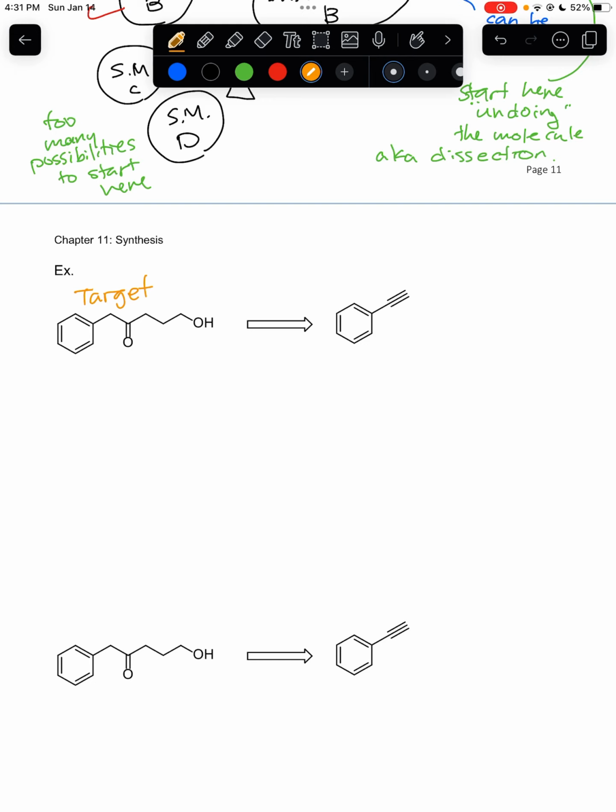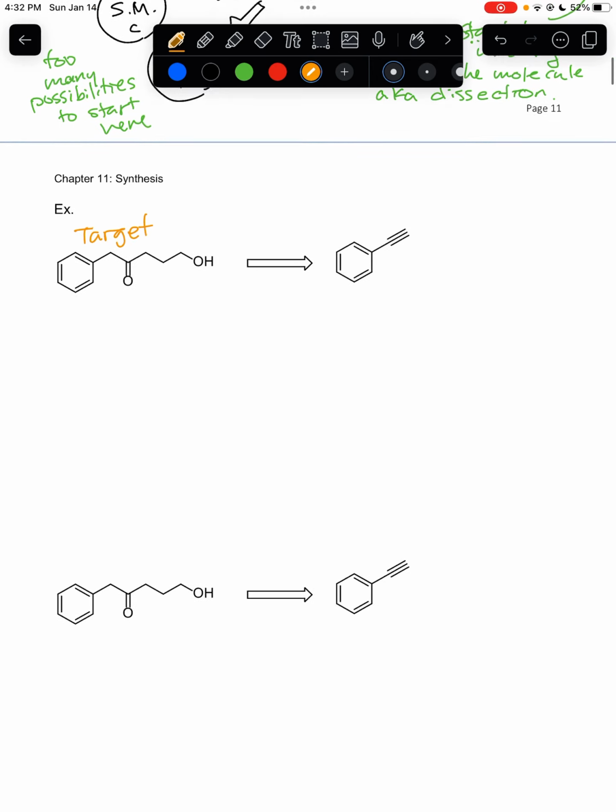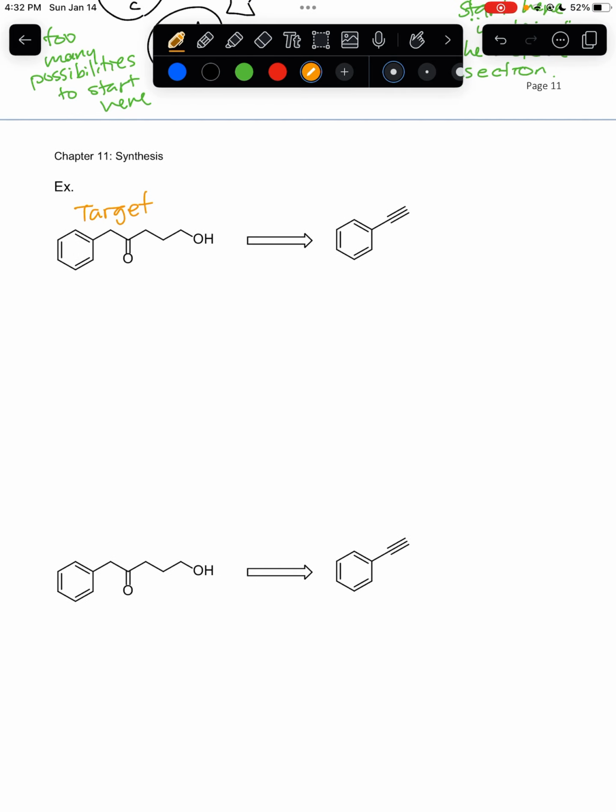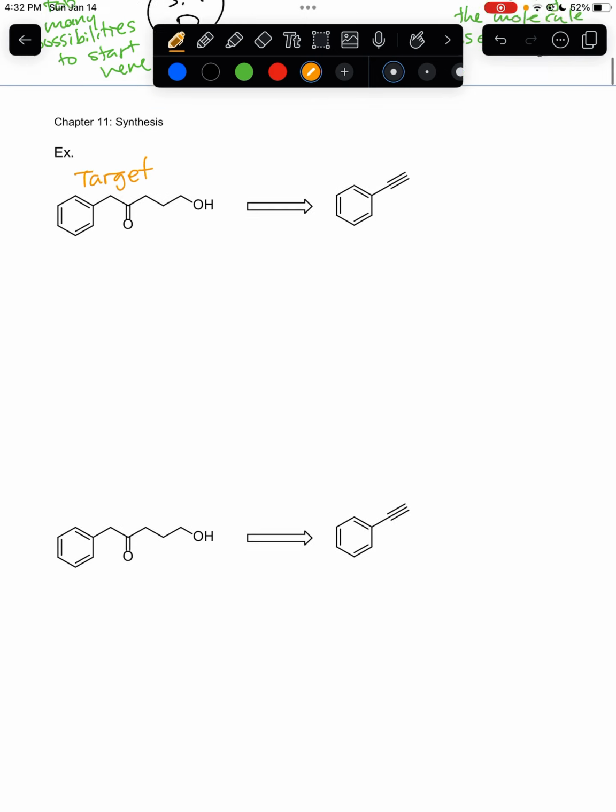Sometimes you can think of a strategy, a synthetic route, that actually would not work in real life. And so I just want to showcase that there's more than one way that you could think of to make this. Some methods, some routes are better than others. So that's what we're going to discuss.